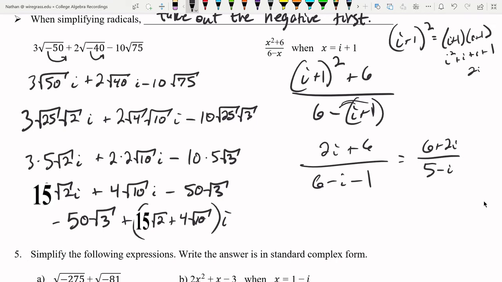And we don't like this division. It needs to be in a better form. So we're going to multiply by the conjugate. On top, we get 30 plus 6i plus 10i plus 2i squared.